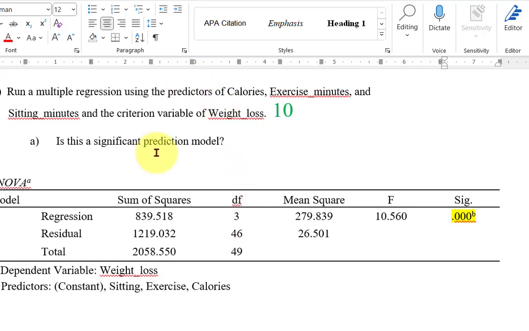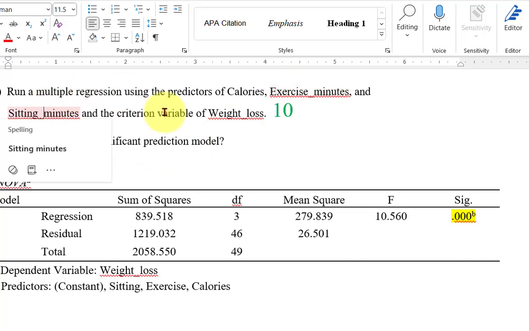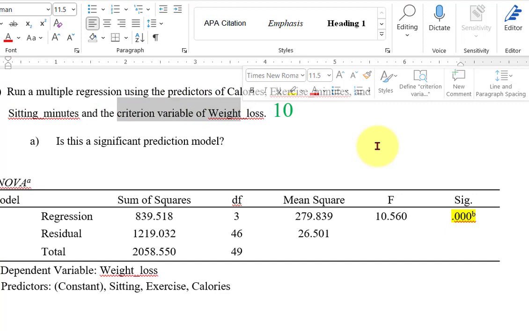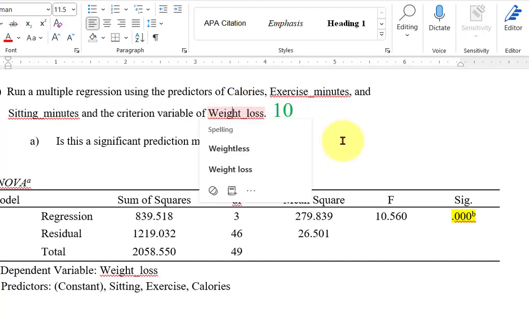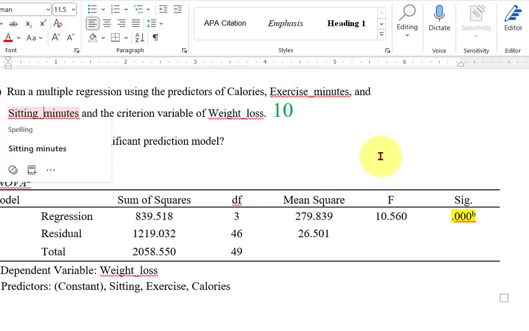Run a multiple regression using the predictors of calories, exercise minutes, and sitting minutes. Criterion variable is weight loss. So in other words, we're trying to predict weight loss using the variables calories, exercise minutes, and sitting minutes. So that shouldn't be too hard.